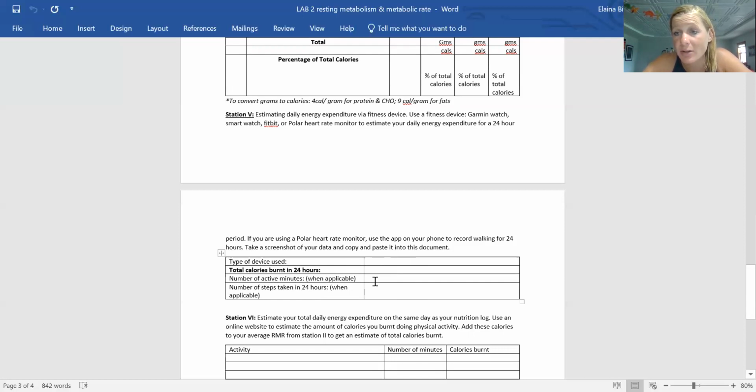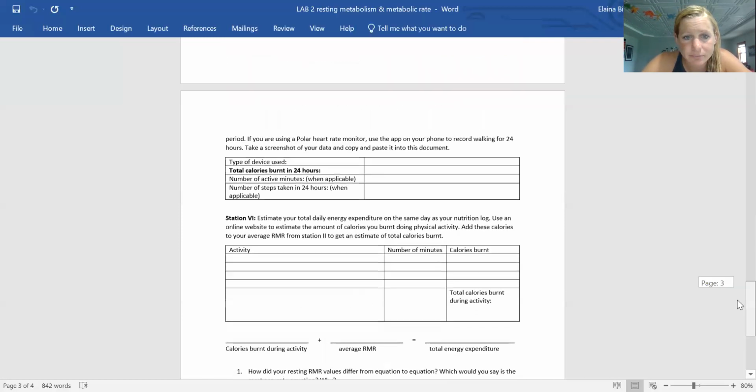Some will give you number of active minutes. I know some of the smartwatches do that. My Garmin can do that as well. Number of steps taken as well. That's another thing that can be tracked, and it can be tracked on your phone too. If you always have your phone with you, you should be able to get that estimate as well.